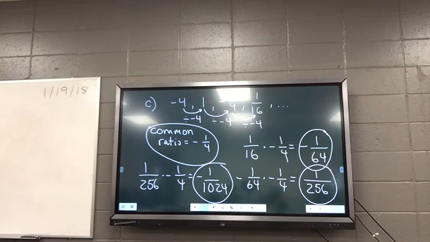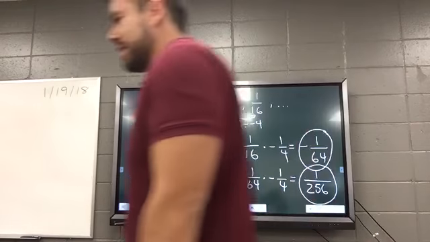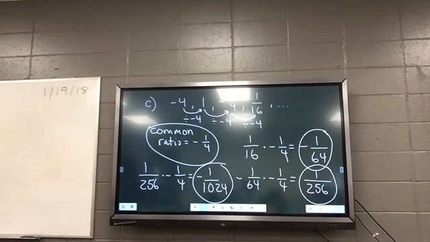So again, a common ratio is what I multiply to get to the next term. Number 6 on page 315.